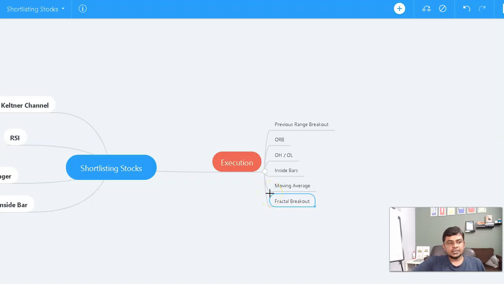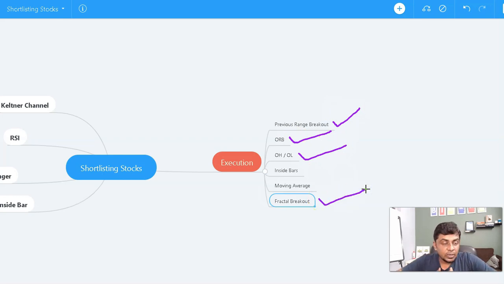So that is it, guys. These are the 6 price action day trading strategies that you can use for execution. And out of these, my personal favorites are previous day breakout, opening range breakout, open high open low, and fractal breakout. Because these are considered truly price action strategies, you can just go and backtest them, and maybe you can paper trade them with your shortlist of stocks, and try and use them if you like.